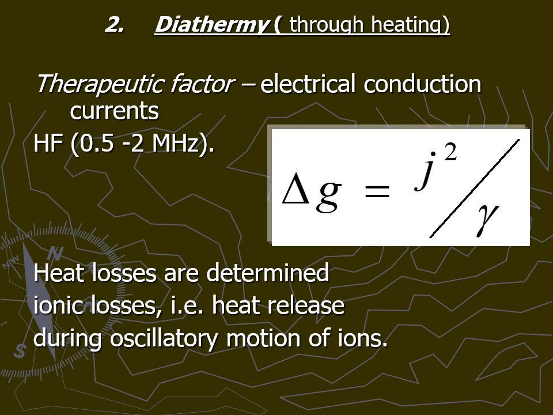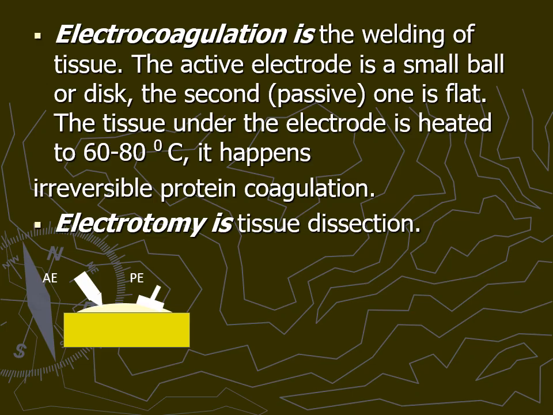Heat losses in this case will be determined by the formula we have looked at: the current density squared divided by the specific conductivity. Well, in this case, the energy of ions that move under the action of this high-frequency current will be converted into internal energy, into thermal energy. In this way, tissue dissection will occur if we are talking about techniques such as electrocoagulation and electrotomy.